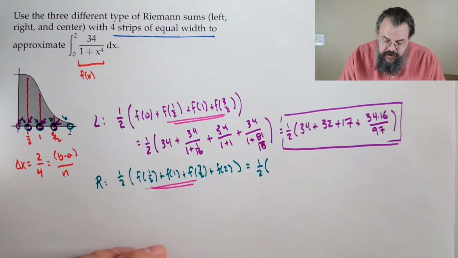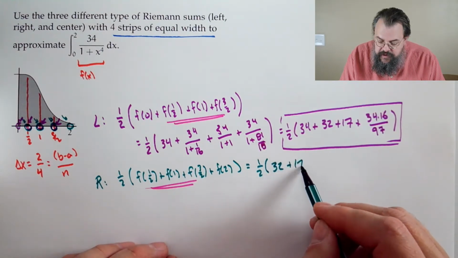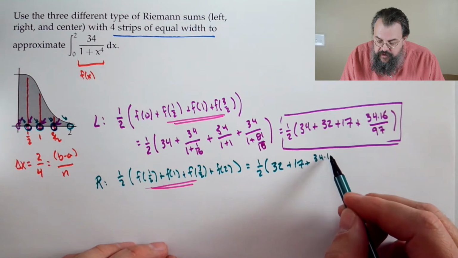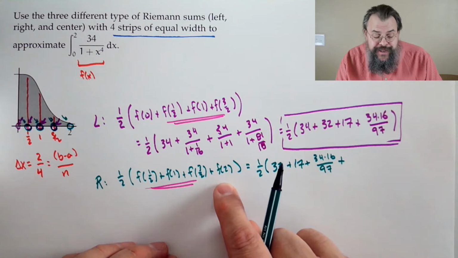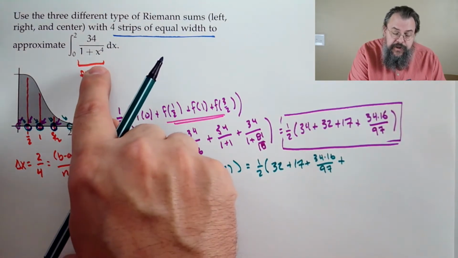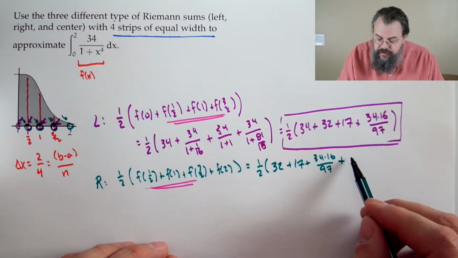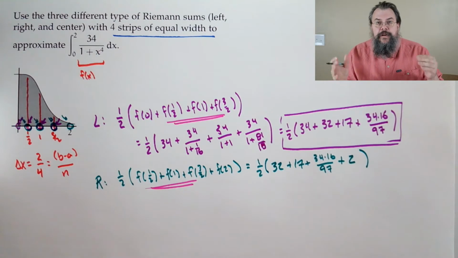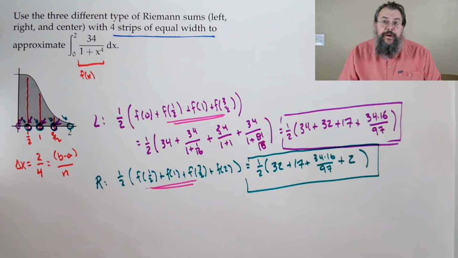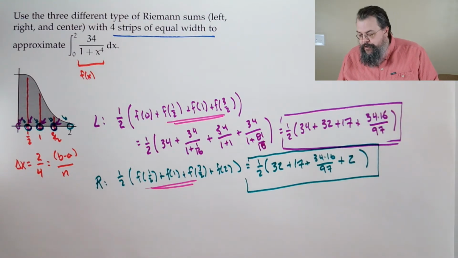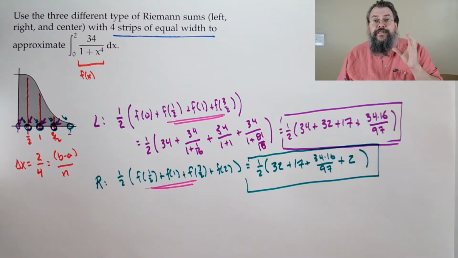So we can say, look, I can just copy. So a half, 32, and 17, and whatever this number is, well, use a calculator, that'll tell you, plus the function at 2. Well, we can do that. Look, 2 to the fourth is 16, plus 1 is 17, and 34 over 17 is 2. And there we go. That's what it would be. And if we wanted it a little bit nicer, okay, use a calculator. No worries. Now we have one more to do, which is the center, also known as the midpoint.